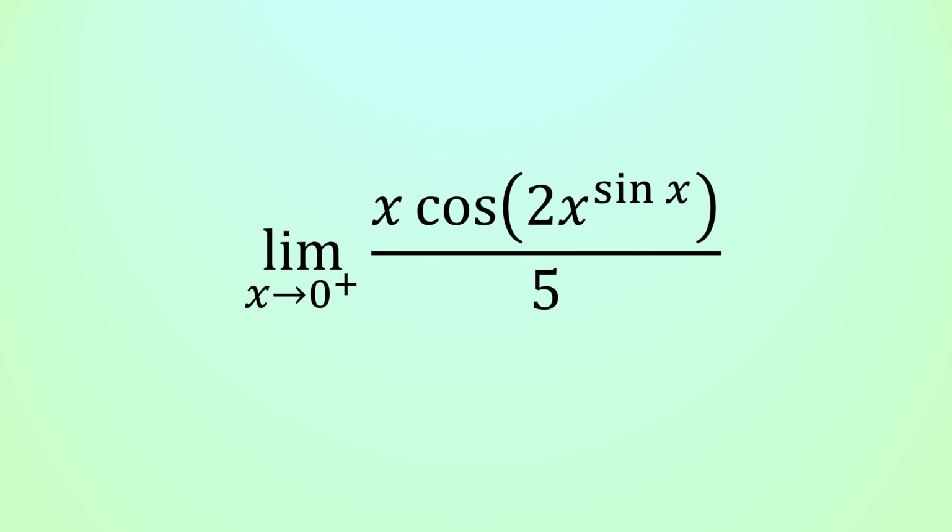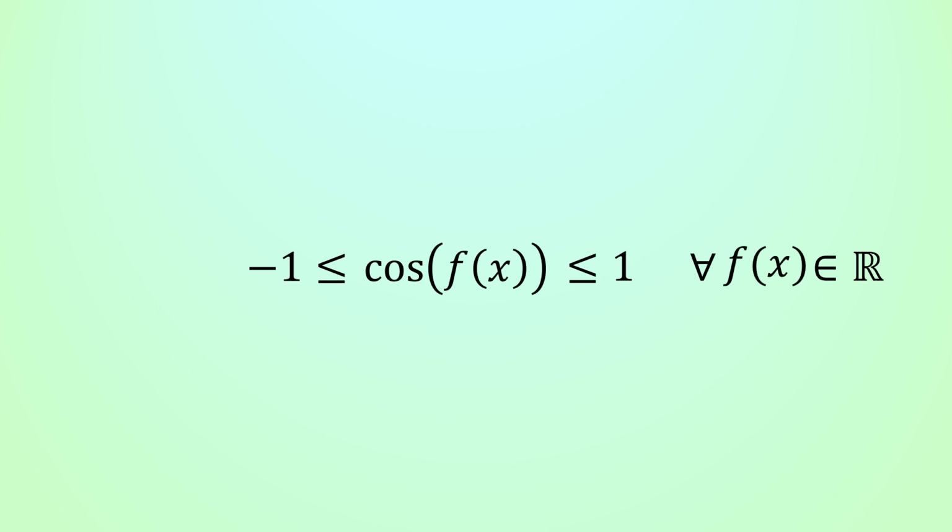But don't worry, squeeze theorem is going to help us out, because cos of x is a function that's going to output values between 1 and minus 1 for any x that's a real number. And we can extend that idea to more complicated algebra inside that cosine function, because as long as what's inside is still only giving out real values, it's still going to be between 1 and minus 1.